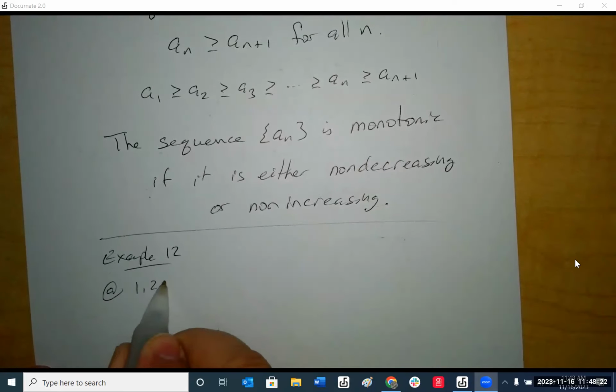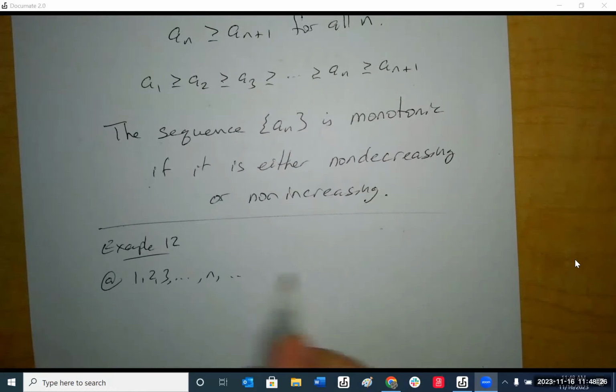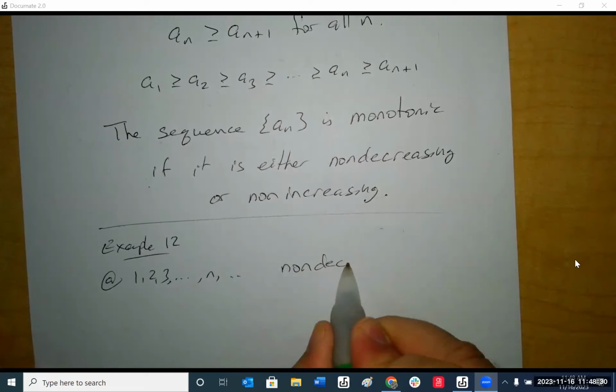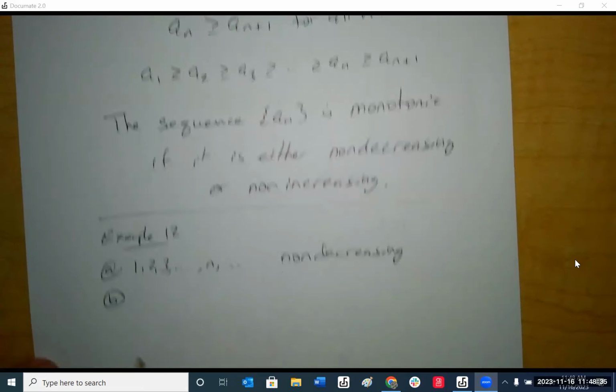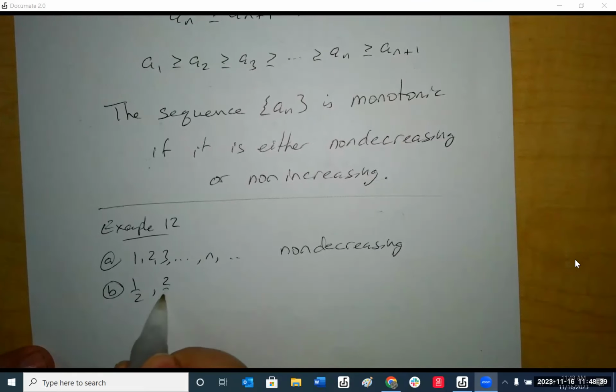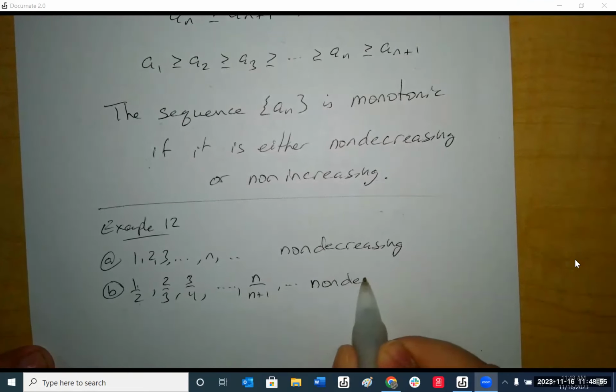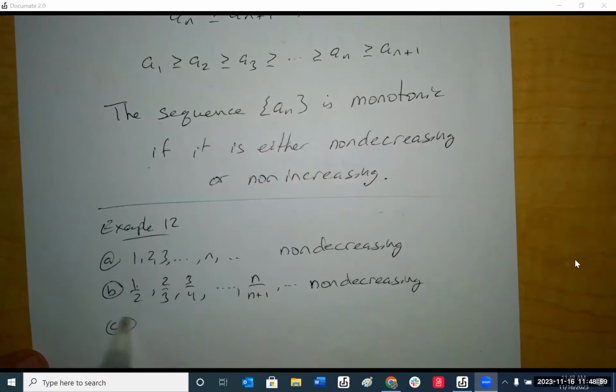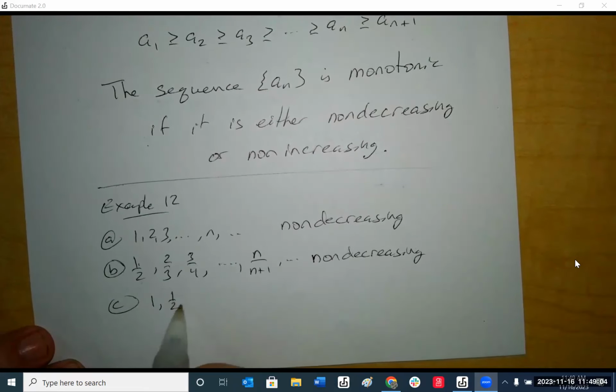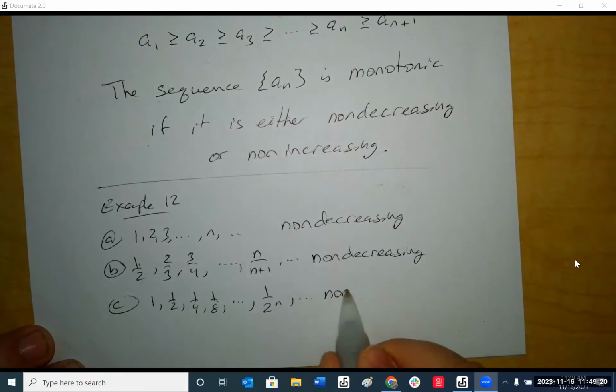Let's look at the sequences. A: 1, 2, 3. It's getting bigger, so this is non-decreasing. B: 1/2, 2/3, 3/4, n over n plus 1. 1/2, 2/3 is bigger, so it's always increasing. It's non-decreasing. C: we have 1, 1/2, 1/4, 1/8, 1/2 to the power n. So these are getting smaller. So this is non-increasing.